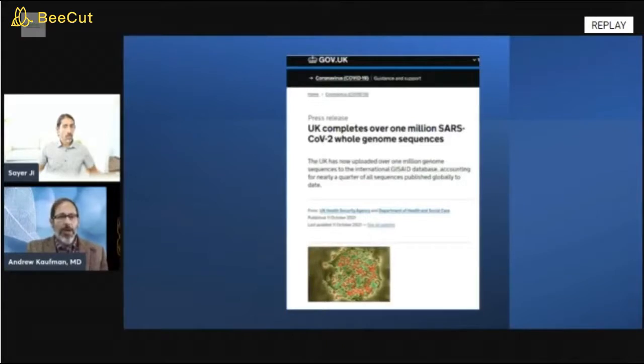So in the UK, they boasted, this is from the government website, that just in the UK they've sequenced 1 million people, okay? And of course, every time it's a little different because this is a computer making up a sequence from millions and millions of little tiny bits of RNA or genetic material, right?